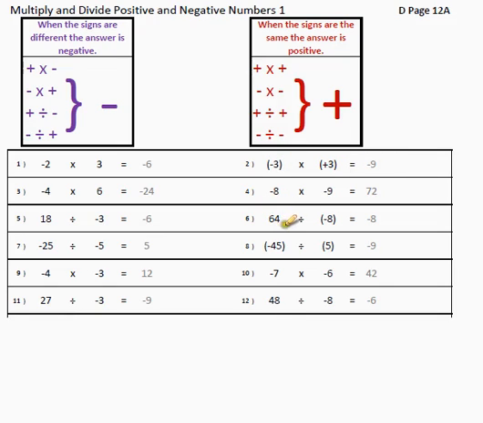Okay, let's look at dividing. A minus divided by a plus. Remember, invisible plus. Opposite signs give a negative, and 45 divided by 5 is 9.